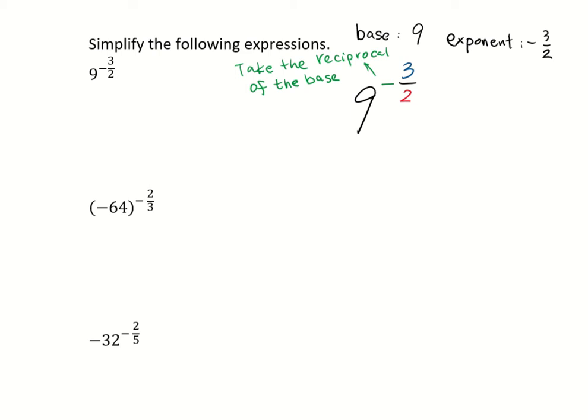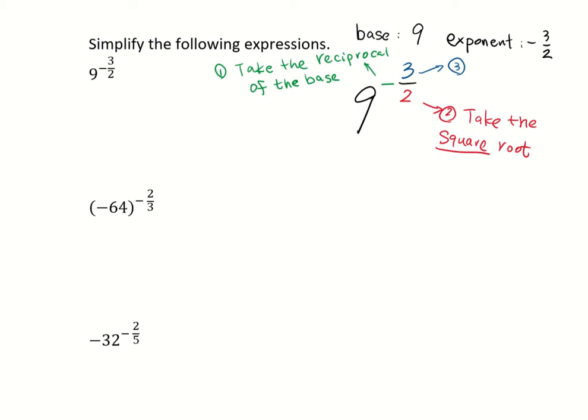What the negative sign does here is to take the reciprocal of the base. We'll call it the first action from the exponent. The second action is from the denominator of the exponent. What it does is to take the square root of the base. The reason for it is square root because it's a 2 here, so it's square root. If it's a 3 in the denominator, then we'll take the cube root of the base.